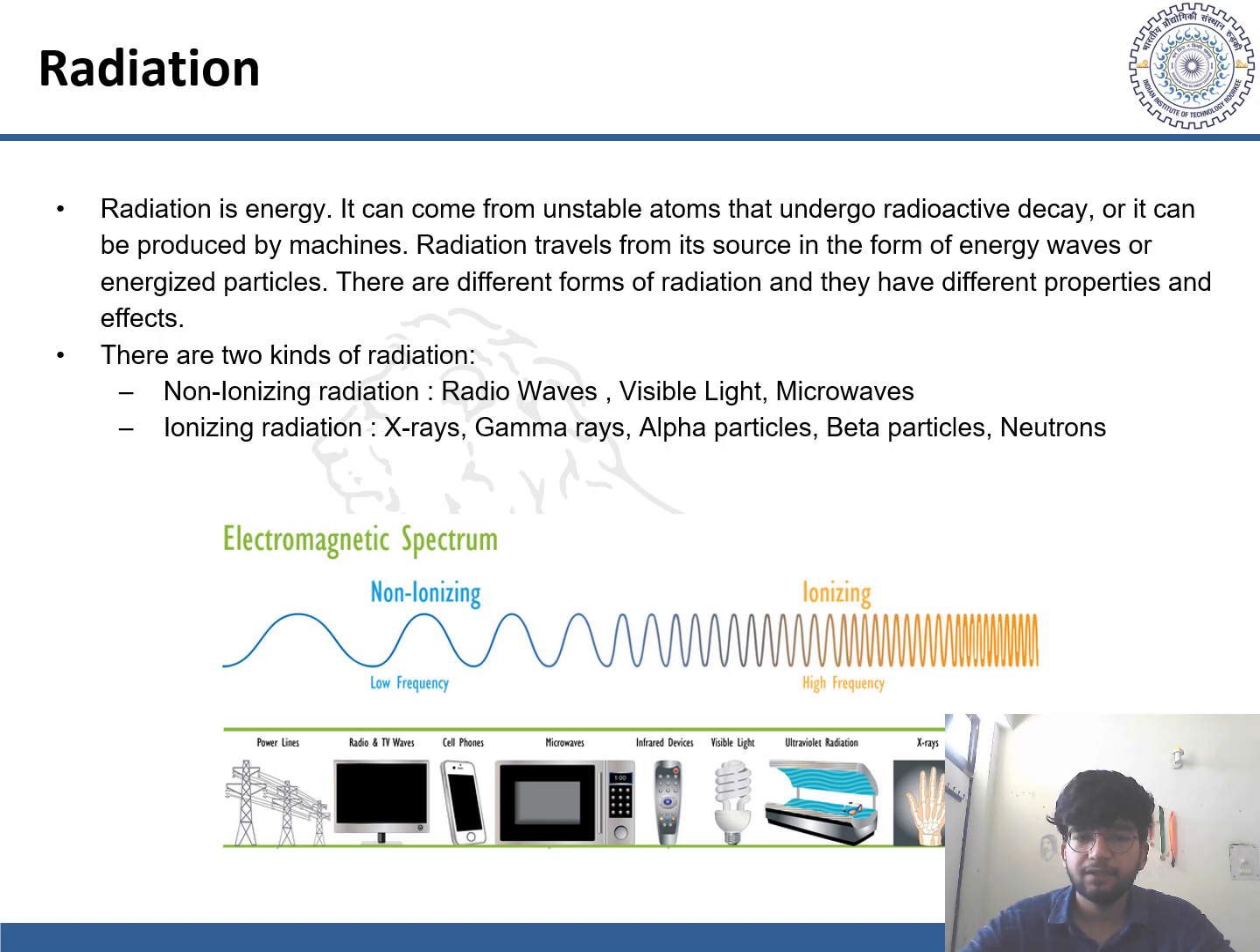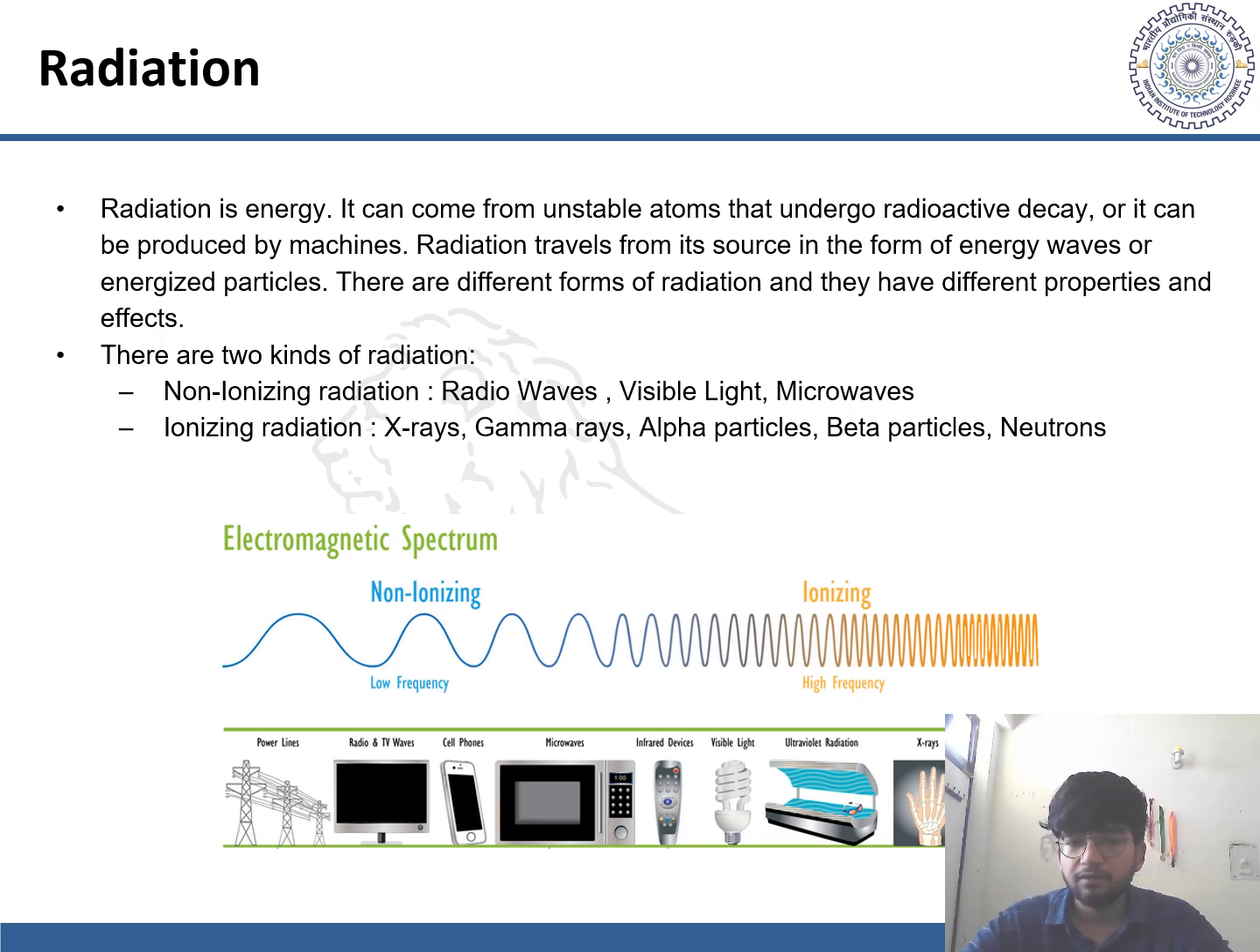Radiation. So what is radiation? The radiation is energy. It can come from unstable atoms that undergo radioactive decay, or it can be produced by machines. Radiation travels from its source in the form of energy waves or energized particles or photons. There are different forms of radiations. They have different properties and effects.